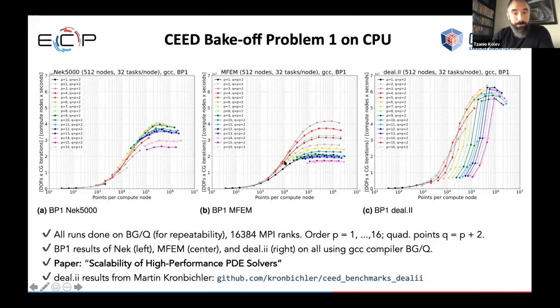Different curves correspond to different orders. And as you can see, this is first order, going to higher and higher order pays off. This is uniform for all the codes, from NEC 5000 to MFM to DIL2. We have a paper where we are discussing this in more detail.